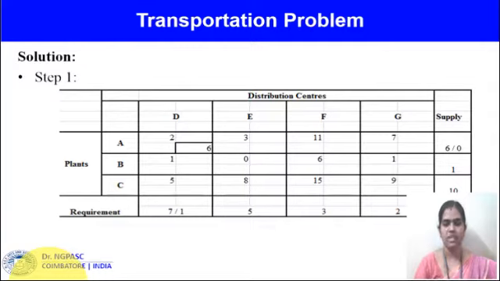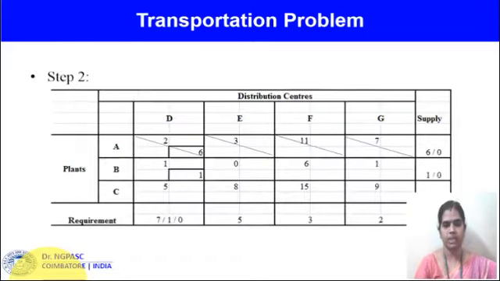Once the value is allocated, it should be subtracted from the supply as well as the requirement. So if I subtract the 6 from supply, it will become 0 in the place of supply and 1 in the place of requirement. Now if supply is 0, we need to cross off that row completely. If requirement is 0, we need to cross off the column completely. In this problem, supply becomes 0, so we are crossing off the first row completely.